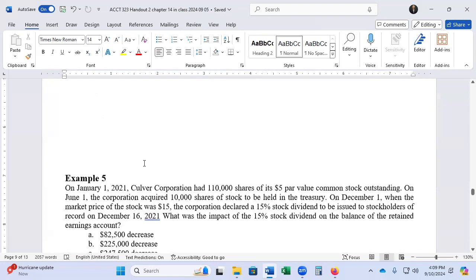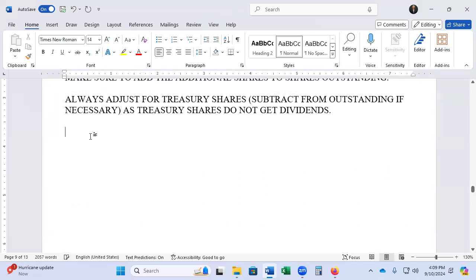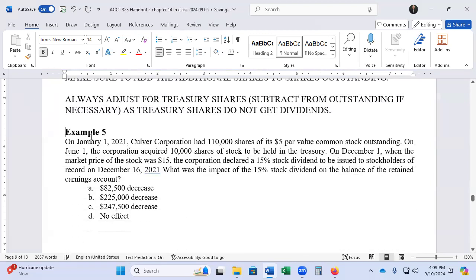Okay, all right, so let's jump into example 5. On January 1, Culliver Corporation had 110,000 shares of $5 par value common stock outstanding. The corporation on June 1st acquired 10,000 shares of stock to be held in treasury. On December 1st, when the market price of the stock was $15, the corporation declared a 15% stock dividend to be issued to the stockholders on record as of December 16th. What was the impact of the 15% stock dividend on the balance of retained earnings?